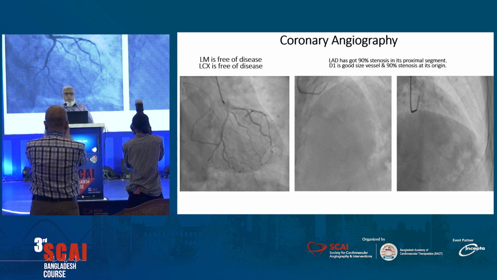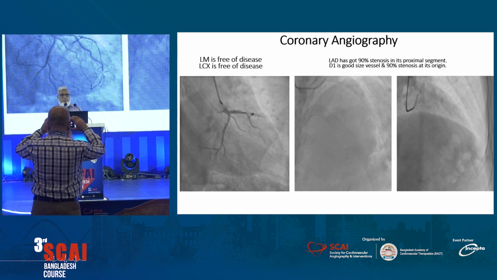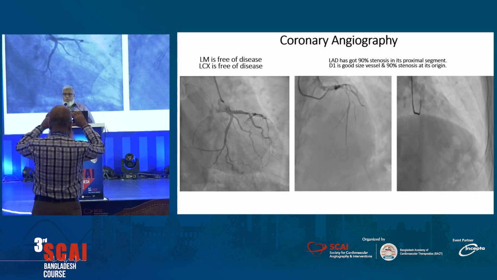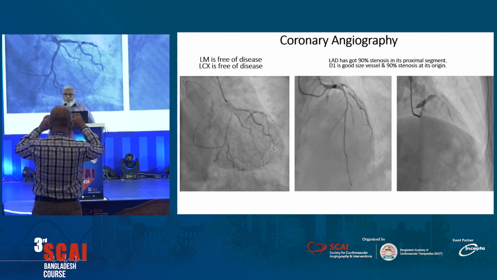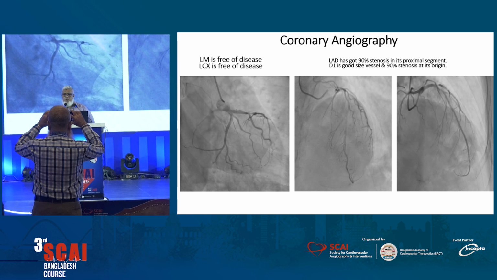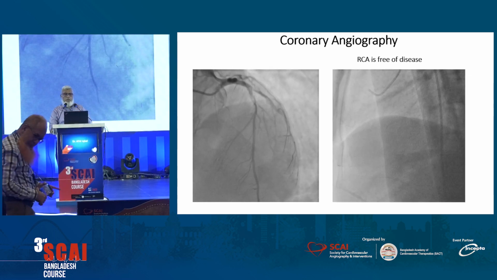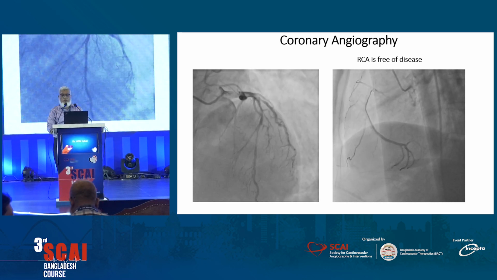This is the coronary angiogram. Left main is free of significant disease. LCX is free of disease, but LAD has 90% stenosis in its proximal segment. D1 is a good size vessel with 90% stenosis at its origin. RCA is free of disease.